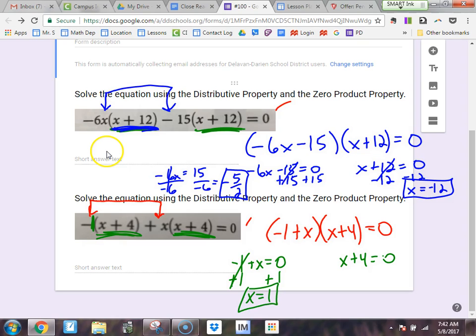I solved for x in the first expression. X plus 4 equal to 0. Subtract 4 from both sides. I get x equal to negative 4. And now I have both problems done.